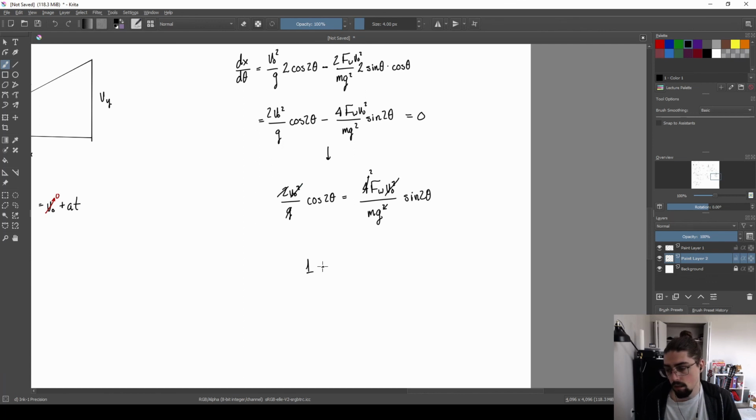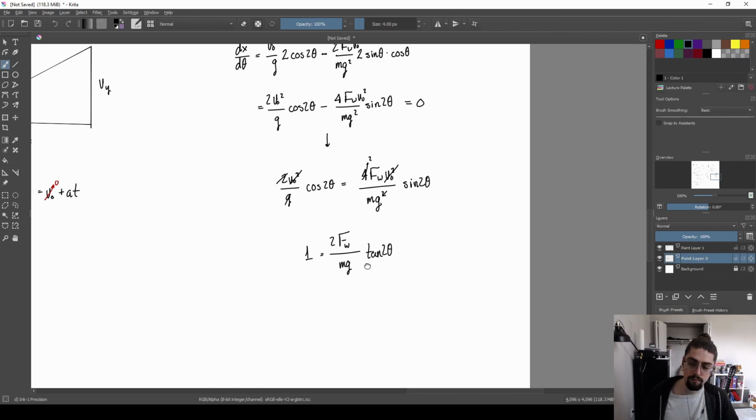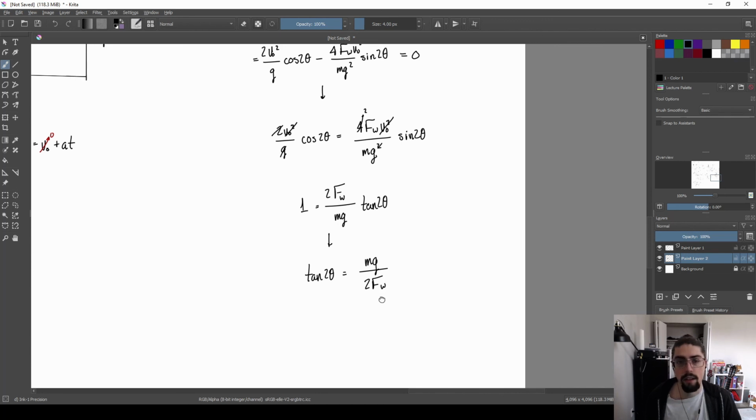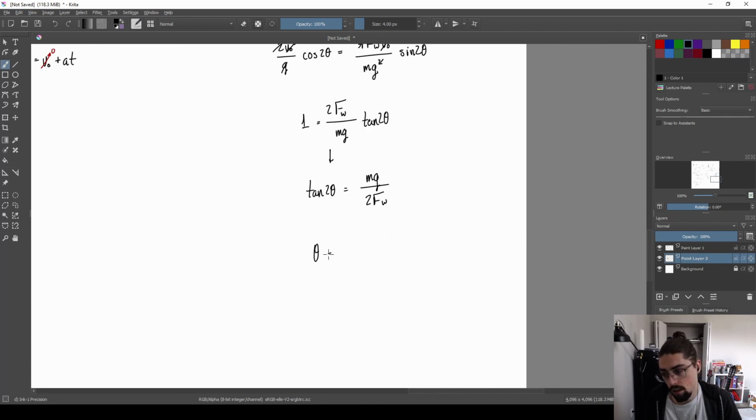So I'm going to say 1 is equal to 2 f of w over mg tangent of 2 theta. That is, tangent of 2 theta is equal to mg over 2 times f of w. The angle that we are looking for is 1/2 arctangent of this mess right here. And that is our maximum range.